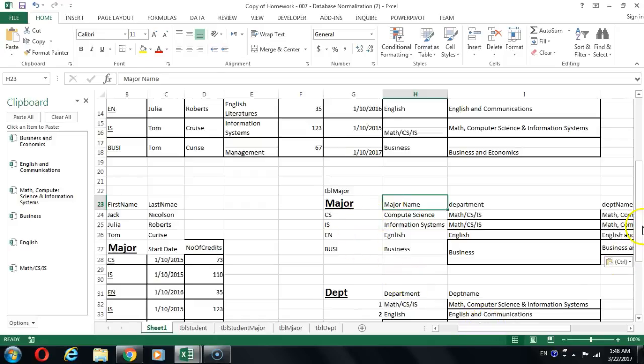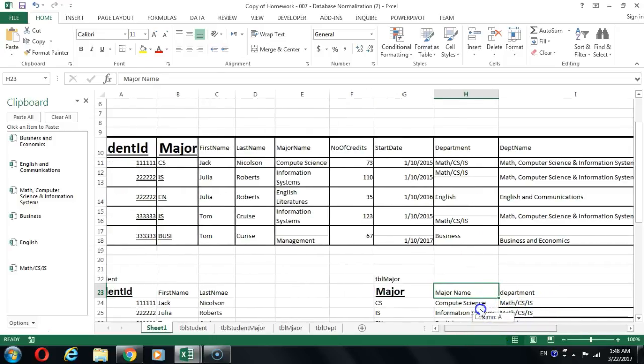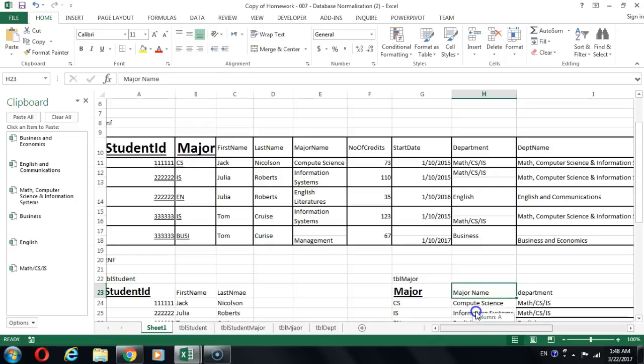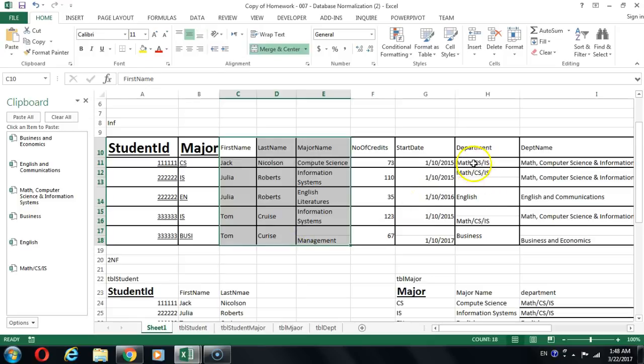We have also to continue with this discussion about the number of the credits. The number of the credits is going to be dependent on both the student's ID and the major. So now, because this is entirely dependent on the primary key, the student's ID and the major, we could leave it as a table by itself. I mean, I removed this and this, that's the major, and I removed basically the department. Here we go. This is what I removed already.